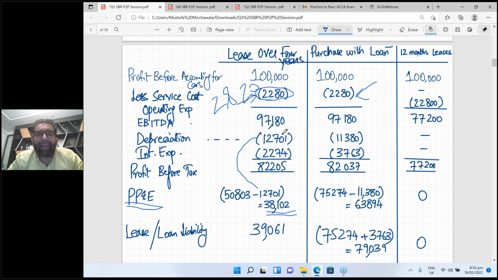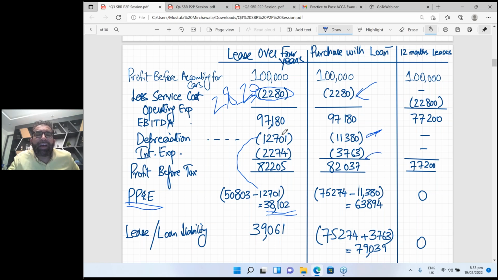First of all, you have to deduct the service charge because it's a pure operating expense. Once you deduct this operating expense, then you will get the EBITDA. See, this 97180 is EBITDA, earning before interest, tax and depreciation. Now let's start deducting the two things. The first is depreciation. See, this is the depreciation and this is the interest.